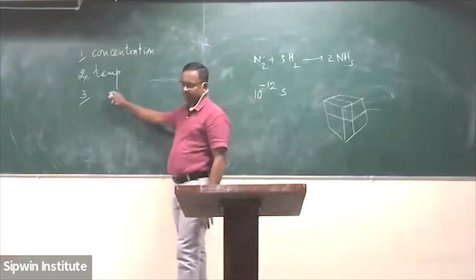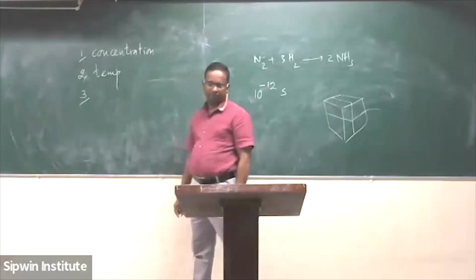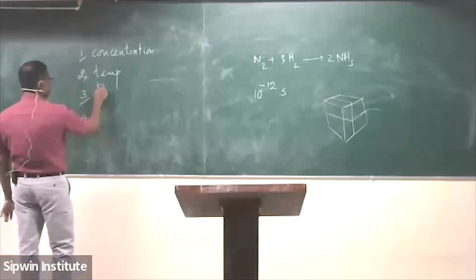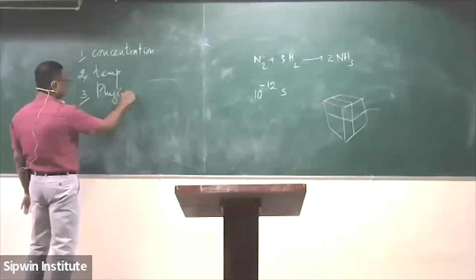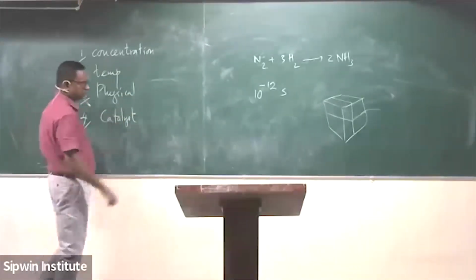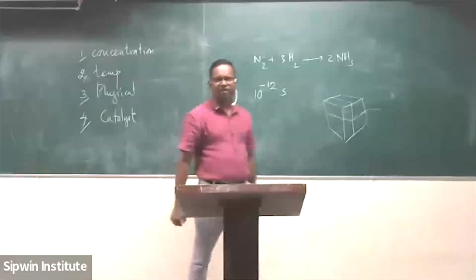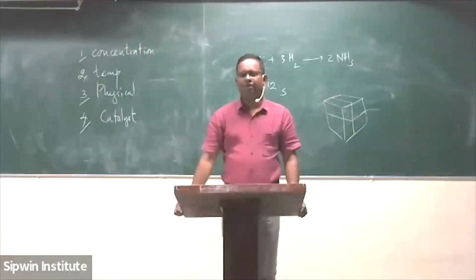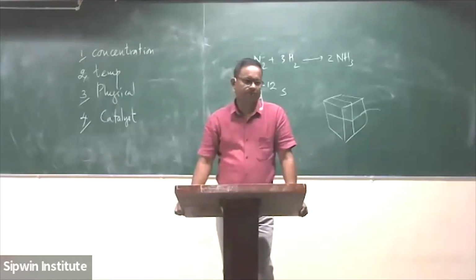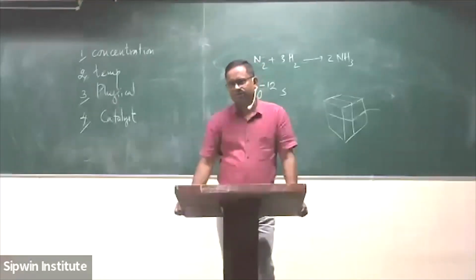The next factor is physical nature and surface area. Then the fourth one is the catalyst. When you add a catalyst, what happens? The catalyst supports the reaction. A catalyst always increases the rate of any chemical reaction.